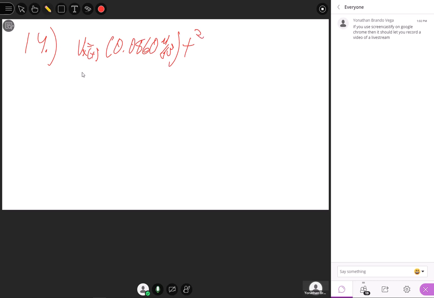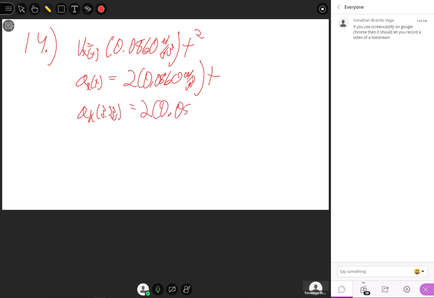So take the first order derivative, so acceleration in the x direction with respect to time is equal to 2 times 0.0860 meters per second cubed, t. Now plug in your time, and we're going to say 3.73 seconds. So 2 times this times 3.73 seconds. And we get an acceleration in the x direction of 6.4 meters per second squared. Okay? Any questions?